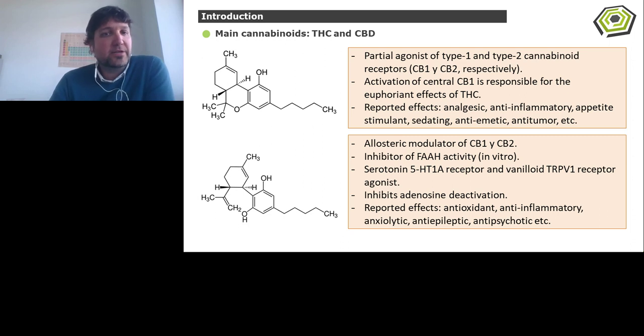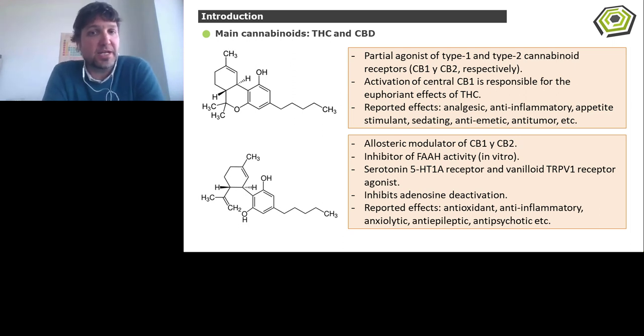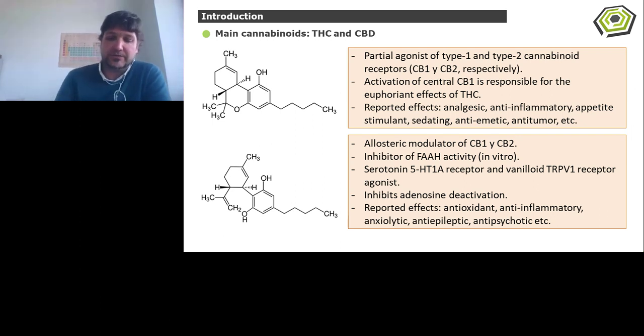The main cannabinoids, tetrahydrocannabinol and cannabidiol, are depicted in this slide. THC is a partial agonist of type 1 and type 2 cannabinoid receptors, or CB1 and CB2, as they are also known. The activation of central CB1, the CB1 receptors that we have in our brains, is responsible for the euphoric effects of THC, or what is commonly known as the high of THC. It has several reported effects as an analgesic, anti-inflammatory, appetite stimulant, sedating, antiemetic, and antitumoral, among others.